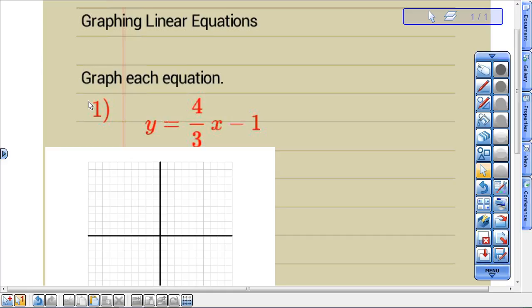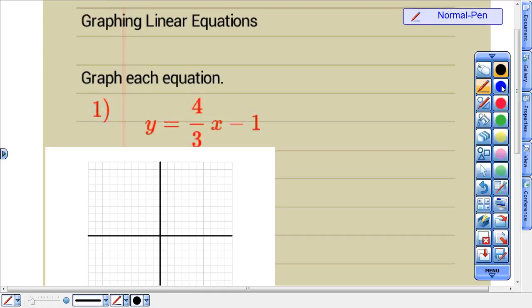For our first example, we have an equation in slope-intercept form. To graph an equation in slope-intercept form, we're going to find the slope first and then the y-intercept. The slope is the coefficient of x. So in our case, the slope for this problem is going to be 4 divided by 3. And then the y-intercept is going to be (0, -1).